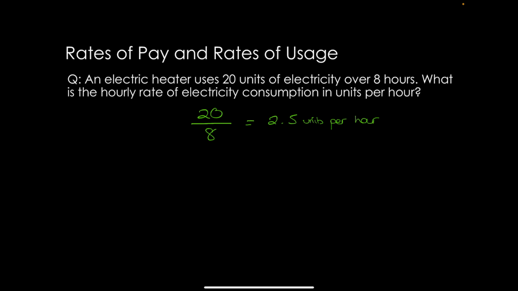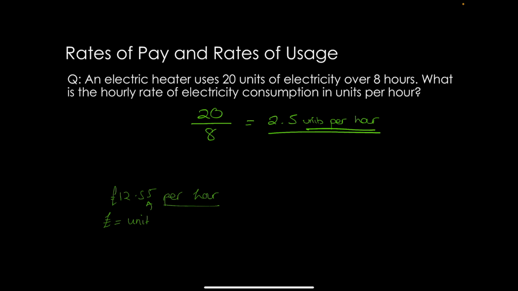So as before, she earned £12.55 per hour. We can still say that the pounds is a unit. It's still units per hour, but this time it's just in pounds. Whereas here, because it's in units of electricity, we would just put units per hour on the end.